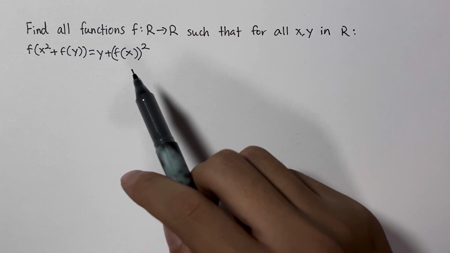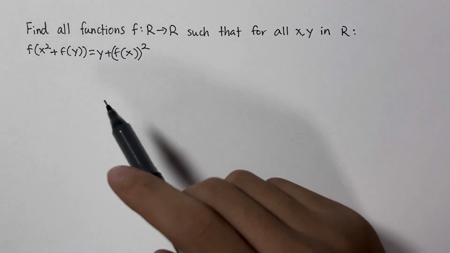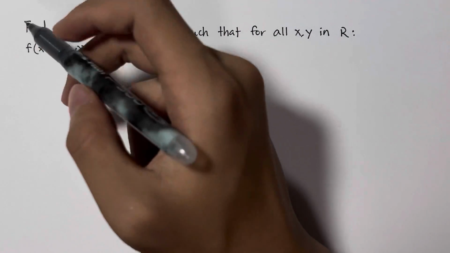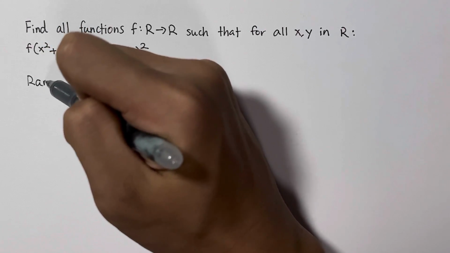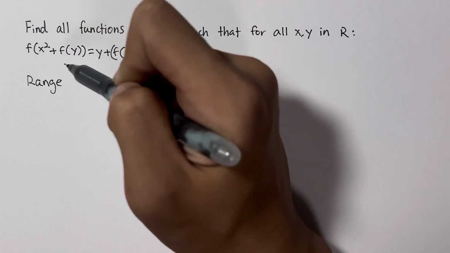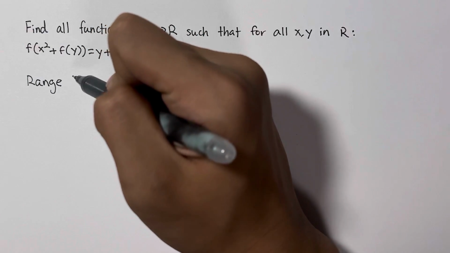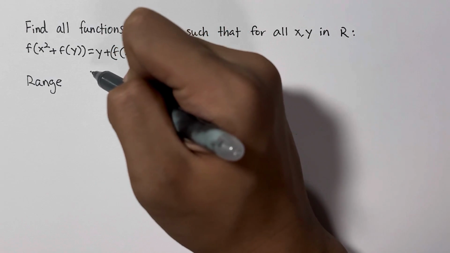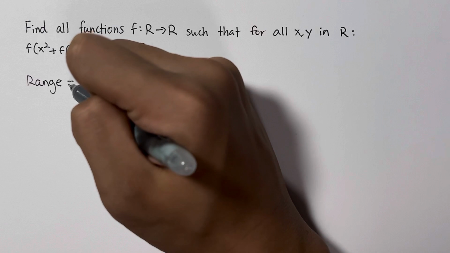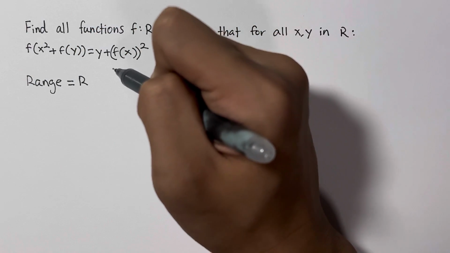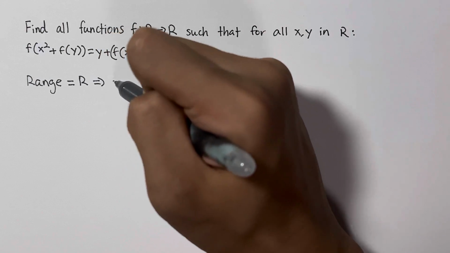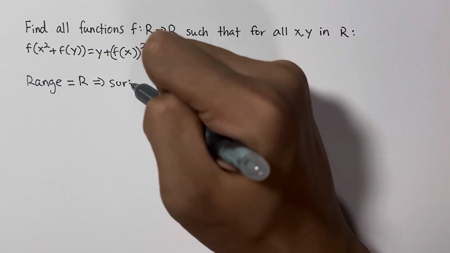Since this expression is the output of our function f, it means that the range of f is all real numbers. So we have that f is surjective.